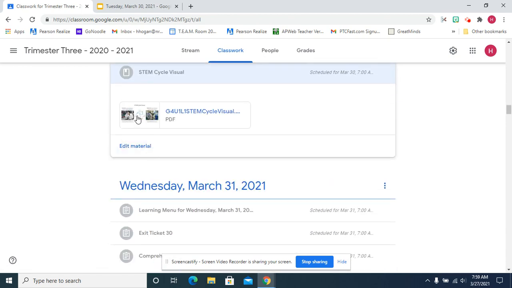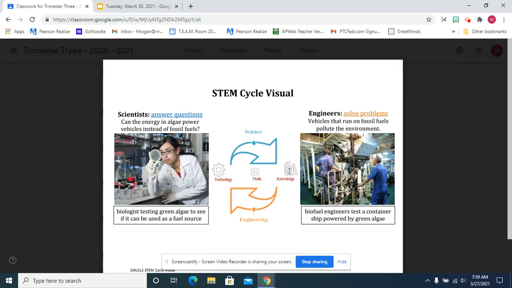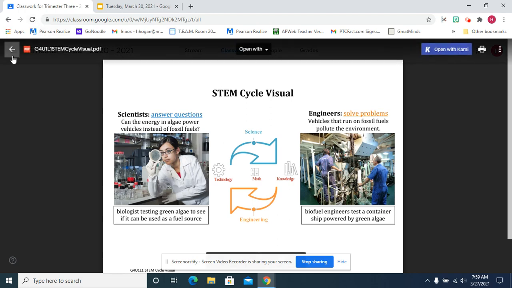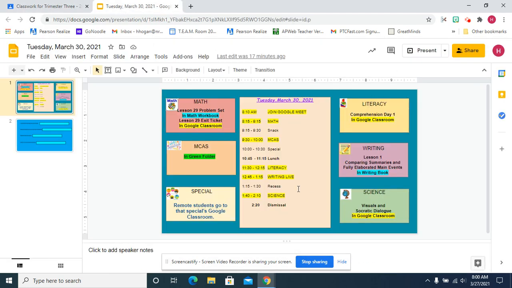And finally, the STEM cycle, which is what we use for Maker Day. Scientists answer questions, engineers solve problems. And they do both of those using technology, math, and knowledge, and engineering. So we're going to use Socratic dialogue and discuss that and have a great discussion.